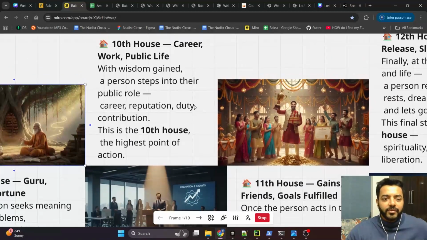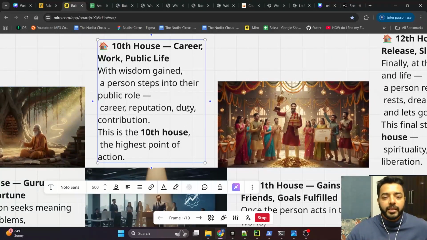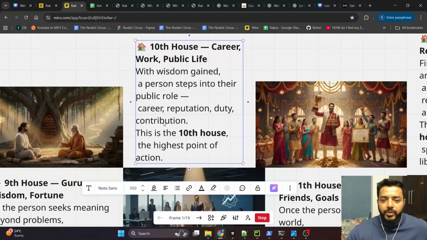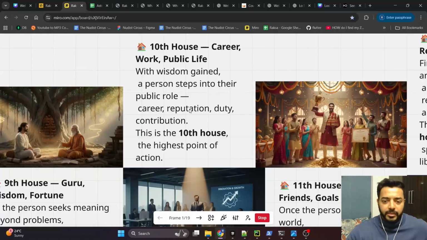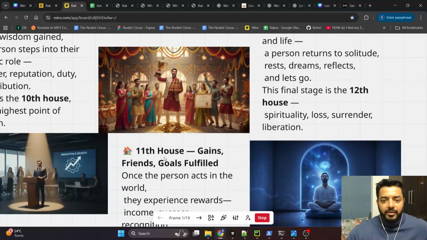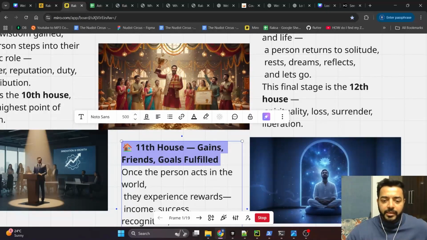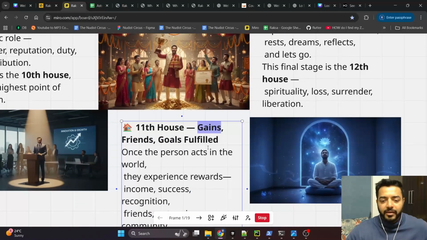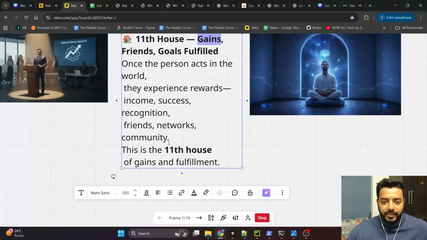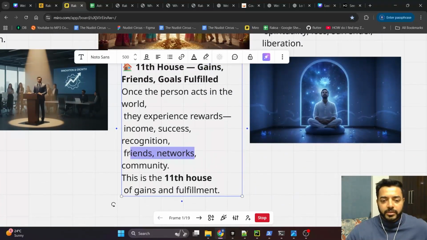So once he's done with the higher learning, now he is ready to build a career or build an image. With wisdom gained, as a person steps into the public role, he has found the higher learnings from the 9th house. Now he is going to create his own career and reputation in the 10th house. And once that is done, he will gain money or gain wealth or gain income from the 11th house. And he also spends some time with his friends and networks.